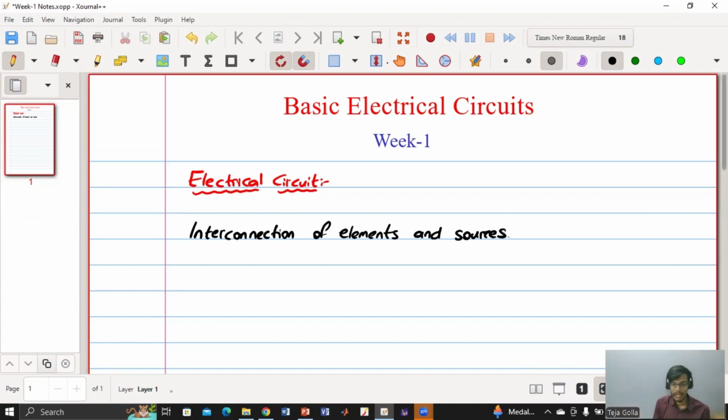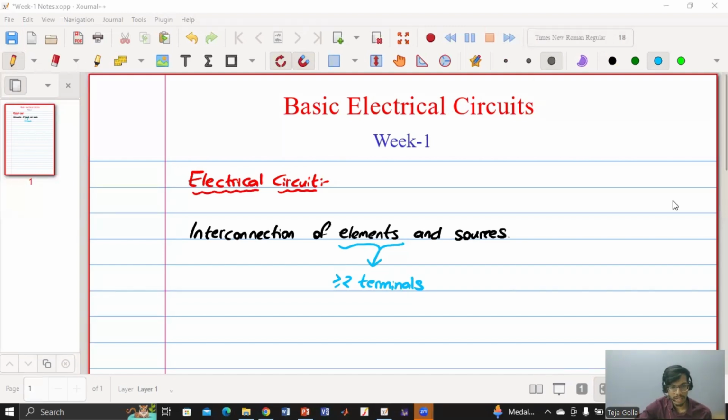An element can be a two-terminal element, a three-terminal element, or a four-terminal element. Resistor, capacitor, and inductor are two-terminal elements. If you consider a mutual inductor, it has four terminals. So an element can have greater than or equal to two terminals. There can be a mutual inductor which has four terminals, so it can be more than two terminals, and that can be considered as an element.